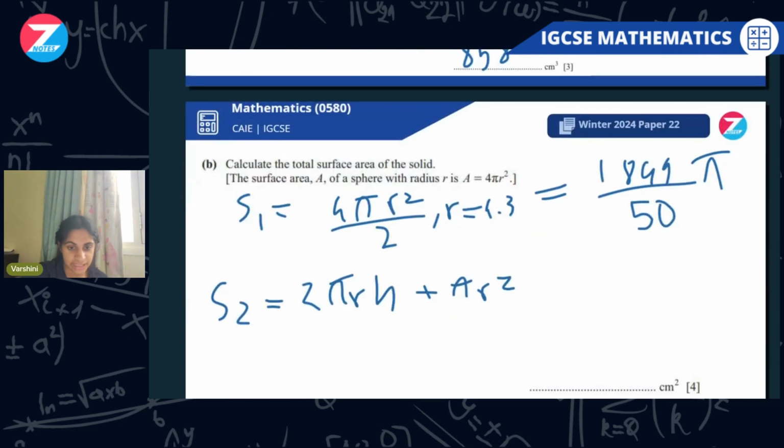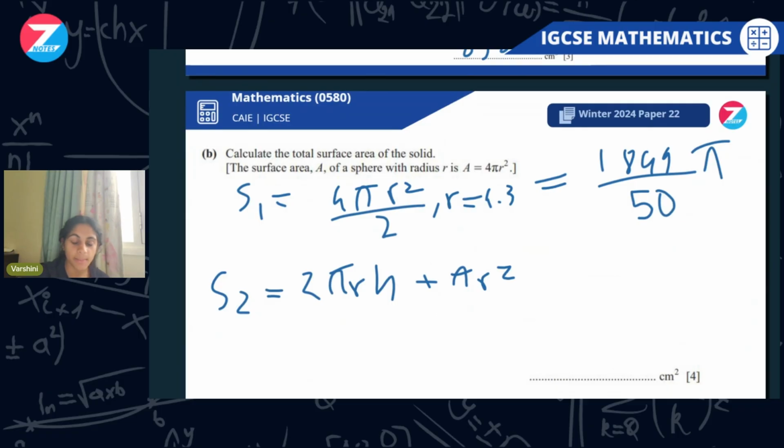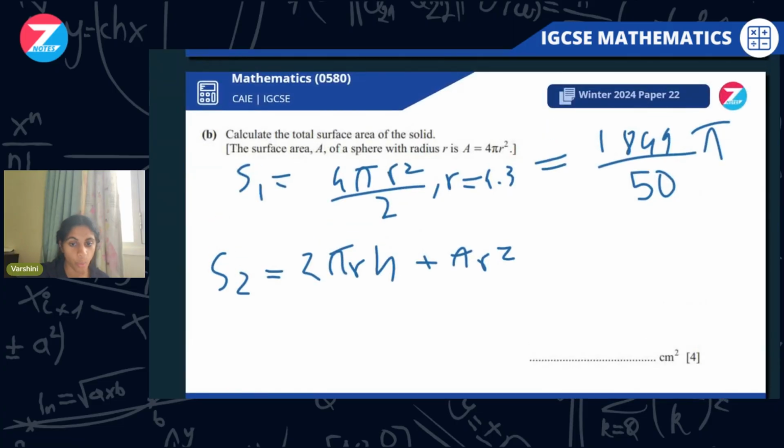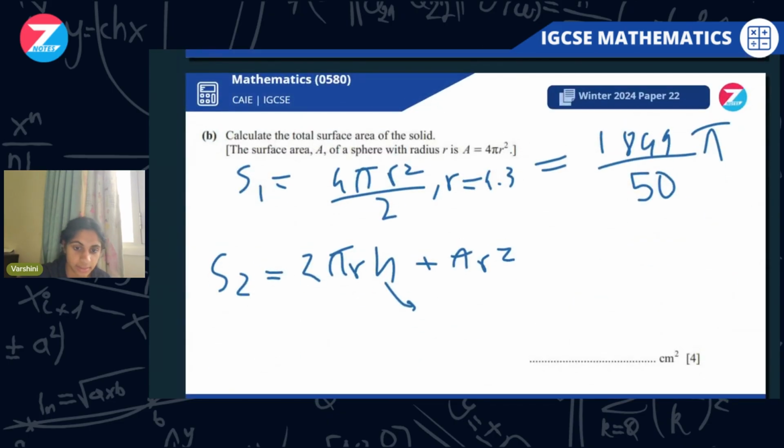Normally the surface area of a cylinder would be plus 2 pi r squared, but over here we don't have the top circle. We only have the bottom circle, so that's just going to be 1 pi r squared. We know r again is 4.3, and h over here is 11.9. So put that in your calculator, 2 pi into 4.3 into 11.9, and then add that to pi into 4.3 squared. You should get 12083 by 100 into pi.